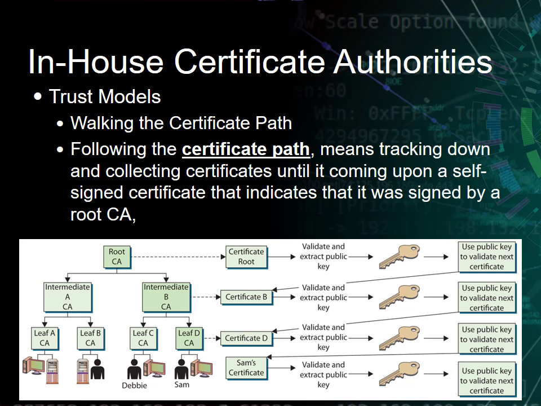So in this particular diagram, Debbie wants to validate that Sam's certificate is authentic. Both of them have certificates that were signed by their leaf certificate authorities. In this case, Sam's was Leaf D. The Leaf D certificate was signed by the intermediate B, and the intermediate B certificate was signed by the root CA. Basically, the software on Debbie's machine traces it all the way back to the root CA. Once it finds that that is a valid root certificate authority, it trusts Sam's certificate is authentic based upon that path that it walked all the way back.